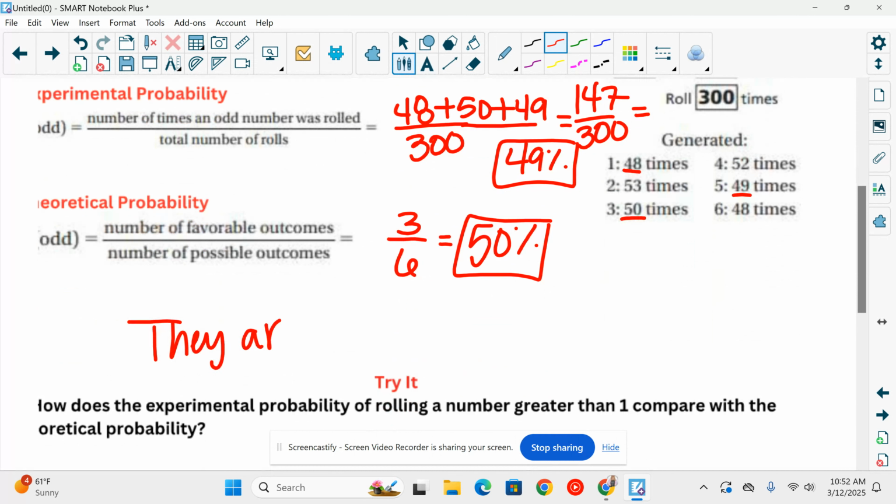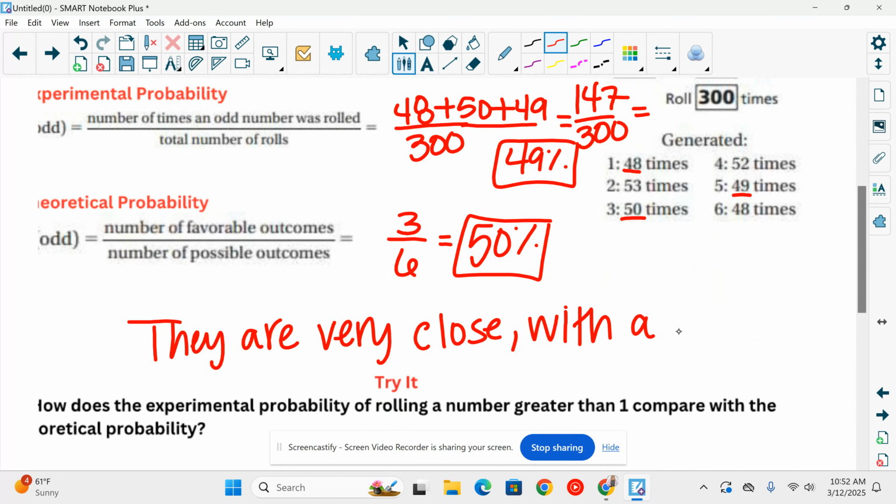Okay? So they asked us to compare, and I would say they are very close with a 1% difference. They, being the experimental and theoretical probabilities, are very close with a 1% difference.